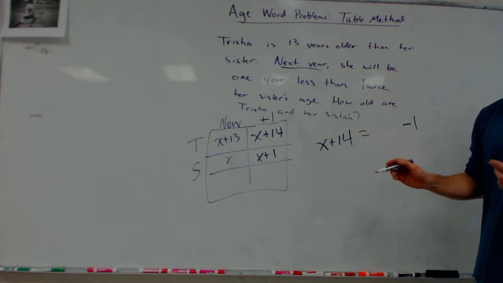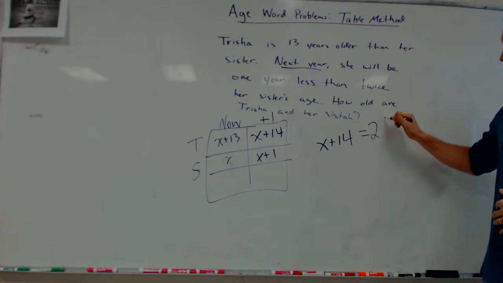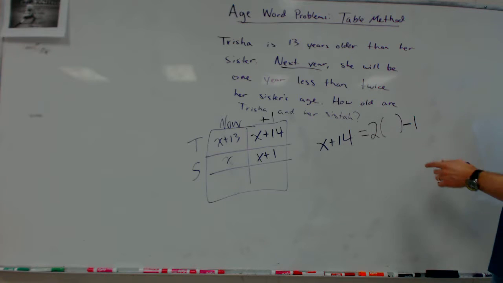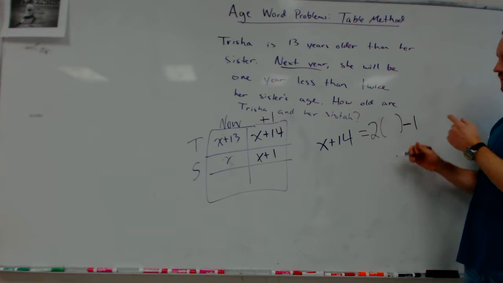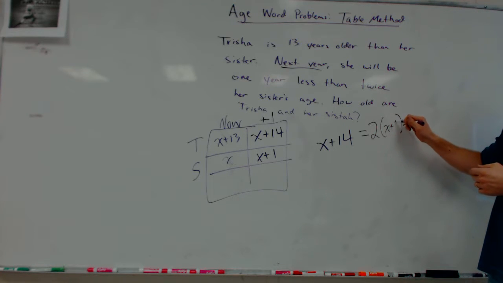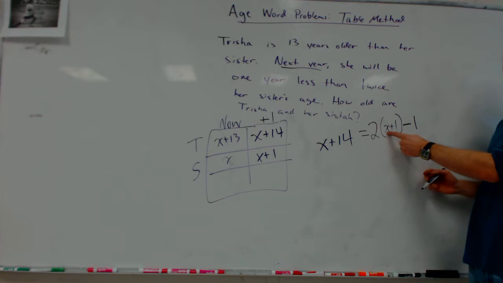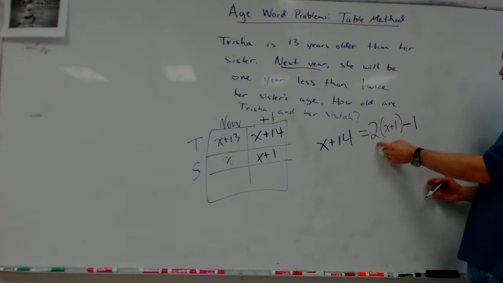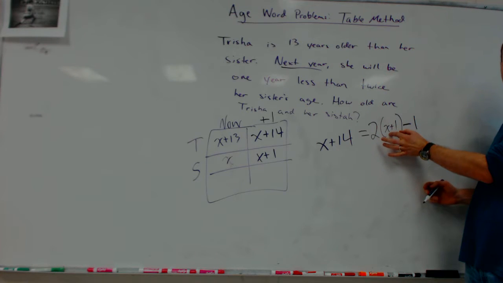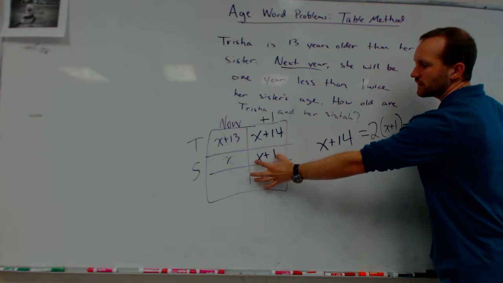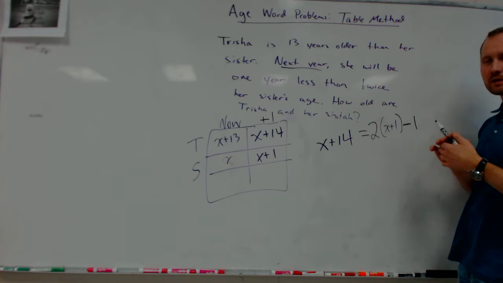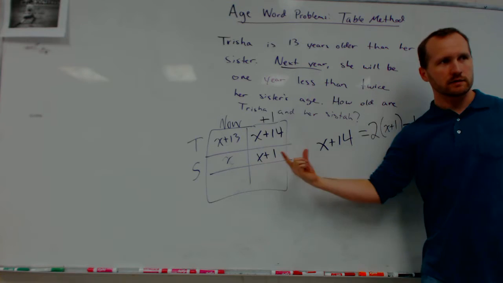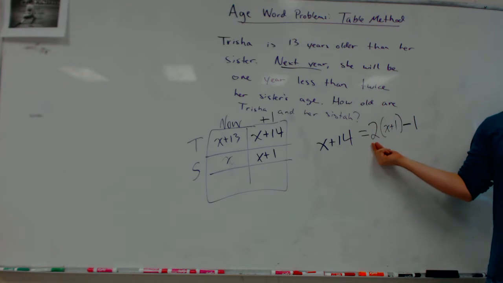Here's an important thing to realize. Twice her sister's age: I need parentheses around her sister's age. It's not like twice X plus 1. It's twice all of her sister's age, and her sister's age is X plus 1. So I have to multiply this whole thing times 2, which I show with parentheses.